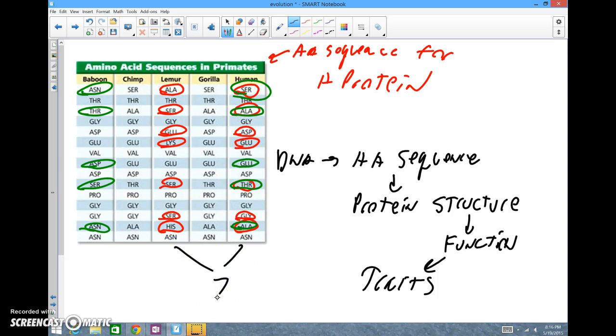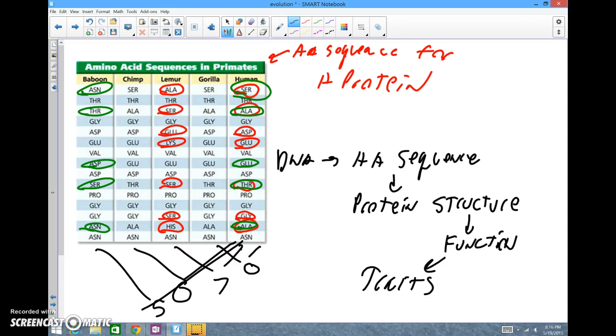Okay? Between a human being and a gorilla, 0. Between a human being and a chimp, 0. Between a human being and a baboon, 1, 2, 3, 4, 5. There are 5. Which organism would you think that the human being is most closely related to? It's kind of a trick. There's 2 answers. But which organism do you think human beings are least closely related to?